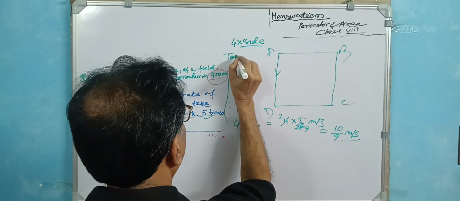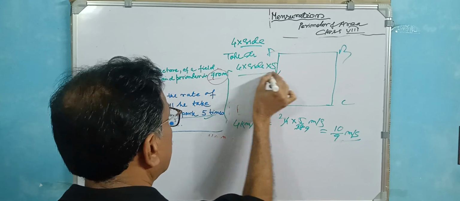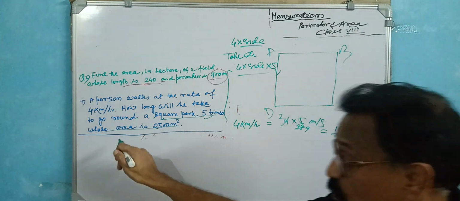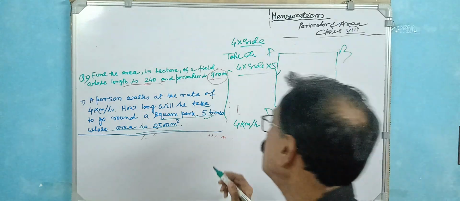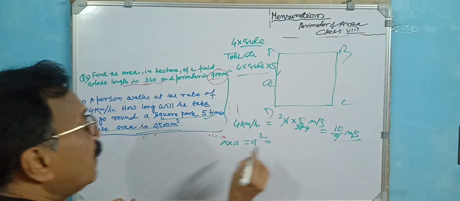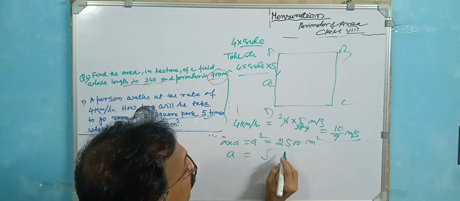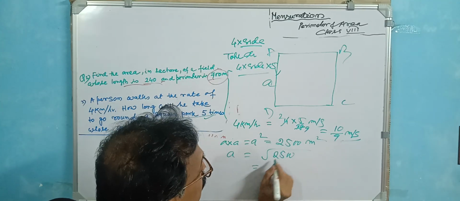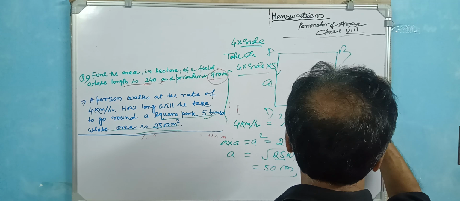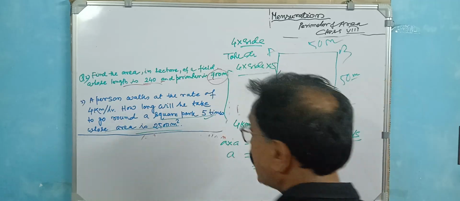So total distance covered is 4 into side, and this is also into 5 because of 5 rounds. The first job is to find out the side. You know the given area of the square. If the side is A, then A into A, that is A square, that is 2500 meter square. So what is the A? A means the side. Root over this 2500 is 50 meter. So this is 50 meter, this is 50 meter, this is 50 meter, this is 50 meter.